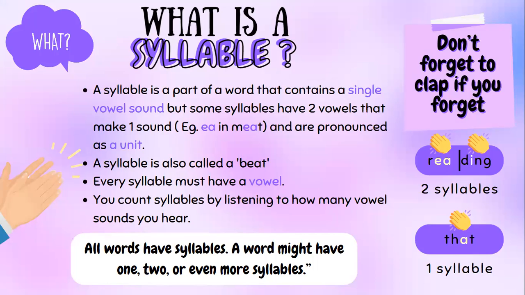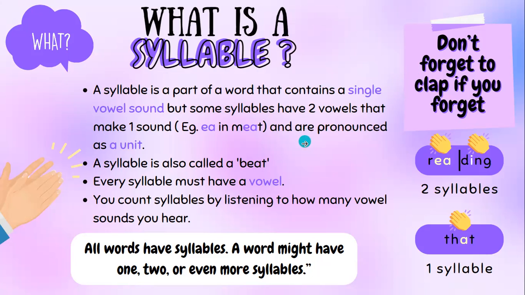And some syllables also have consonants together with the vowel sound. So there might be one consonant or two or even more. But they must have one vowel sound. If there isn't a vowel sound, it won't be a syllable.